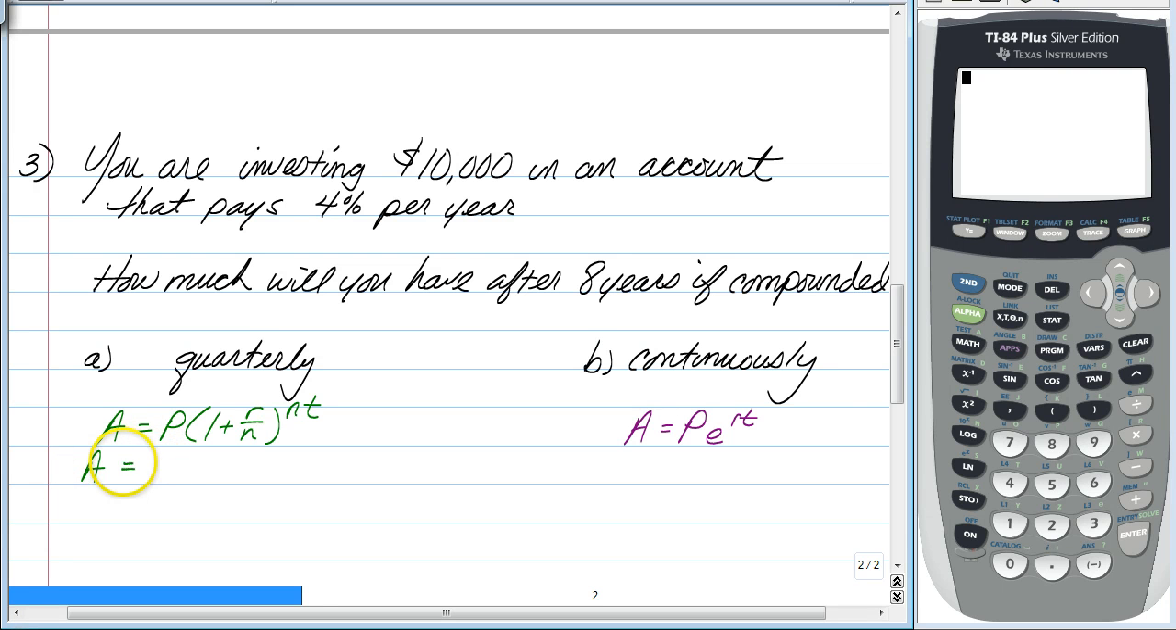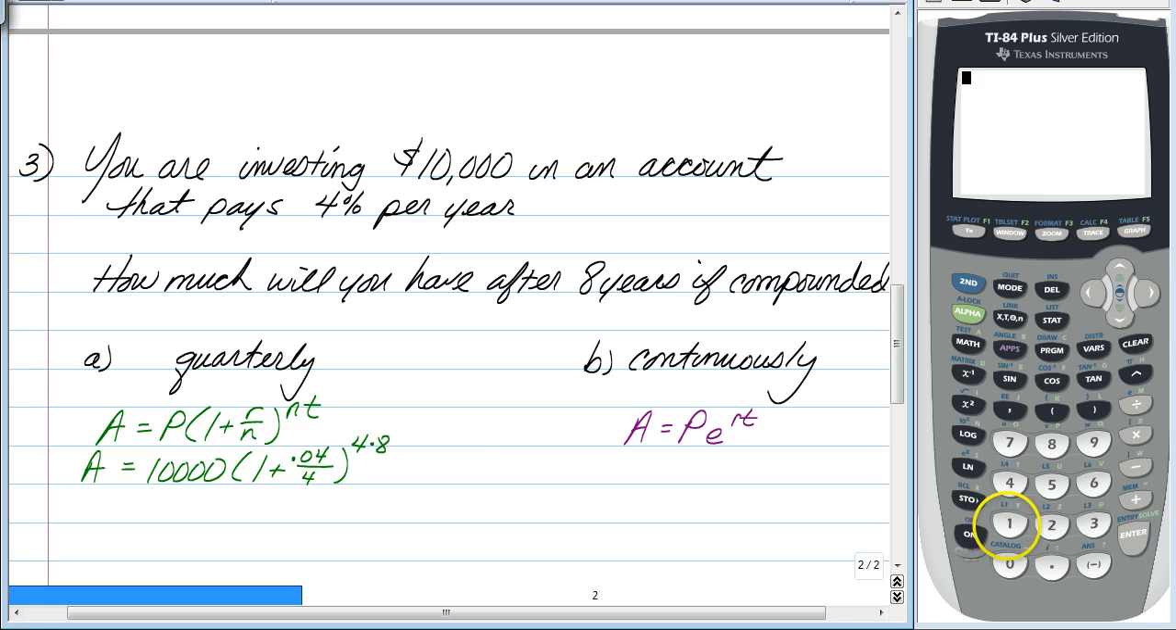So the amount is equal to our initial investment of $10,000 times 1 plus our rate of 4% over the number of times it's going to be compounded. So quarterly would be 4 times per year, raised to the number of times it's compounded per year times 8 years, because that's how many years we want to see. And then we're just going to use our calculator to type that in.